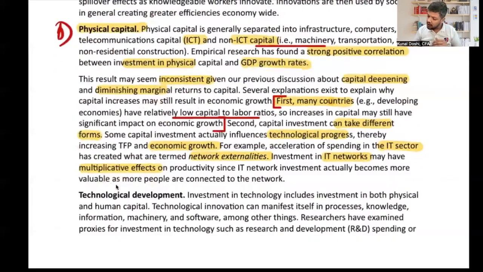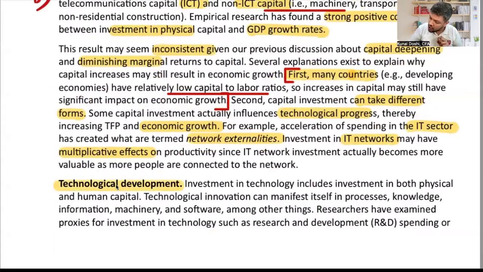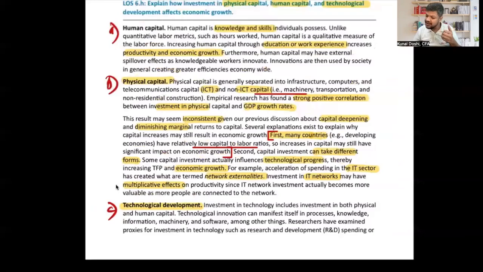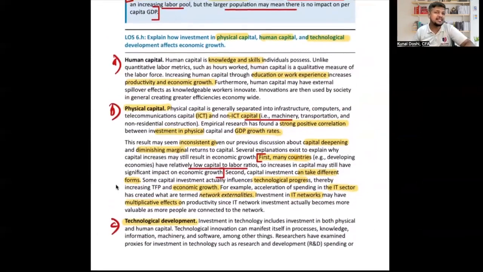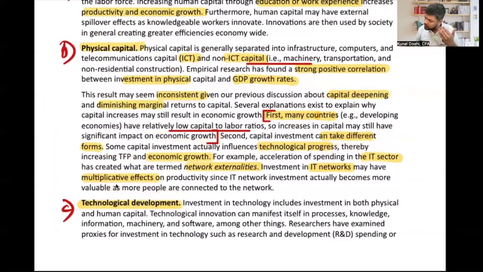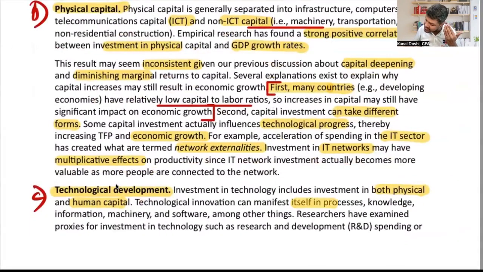Finally, technological development is nothing but a combination of two. Technological development is development of human and physical capital, isn't it? So it's man and machine, both. Investment in technology includes investment in both physical and human capital. Technology can manifest itself in process. What do I mean by that? More investment into IT, software, and research and development will boost the economy for all.